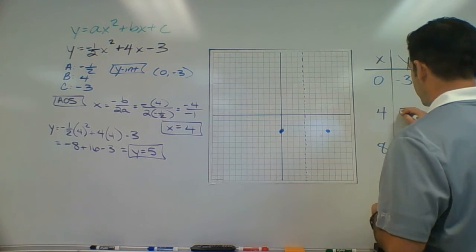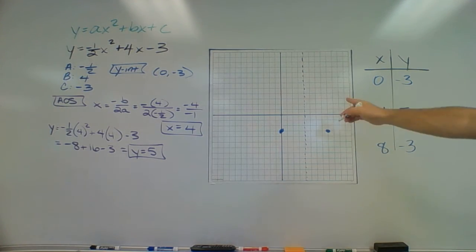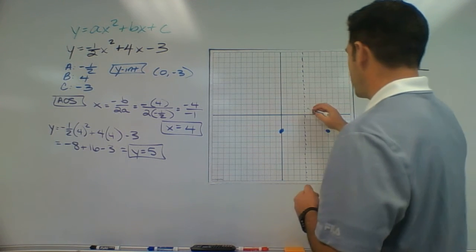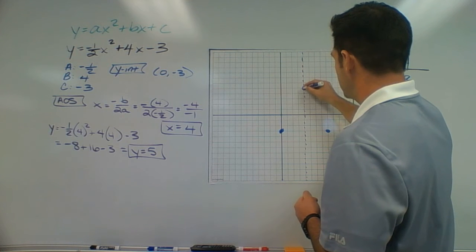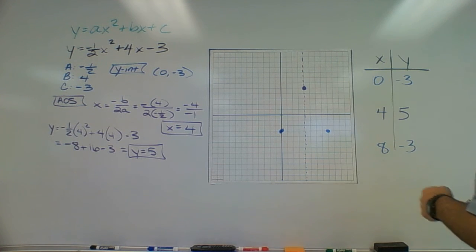I'm going to put that in my table, finish that up, and graph it on the graph. (4, 5): 1, 2, 3, 4, 5. Right there would be my vertex. And because we have a negative a value, we know it would be a maximum in this case.